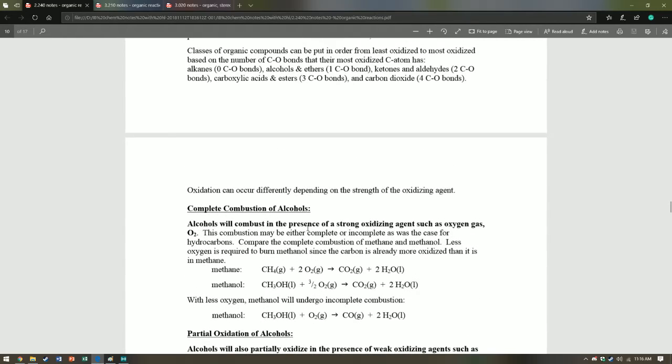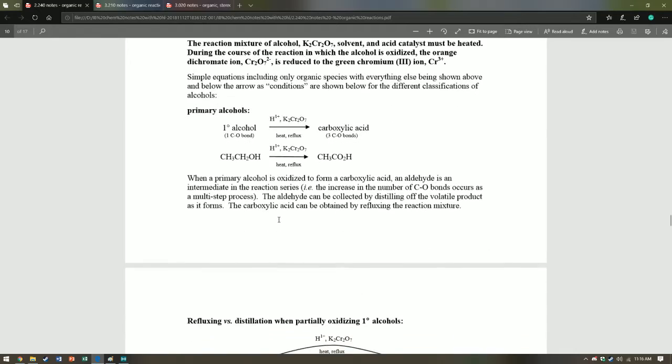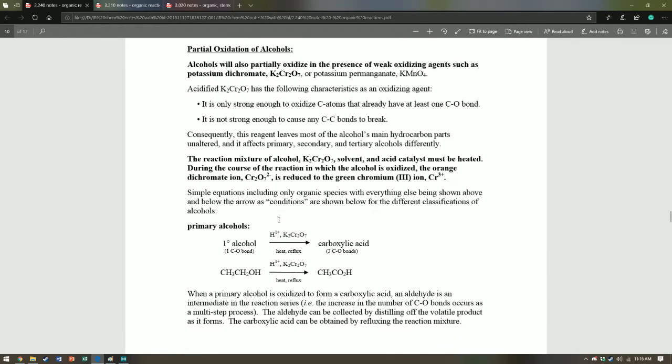Complete combustion of alcohols is just burning them in the presence of oxygen gas or a strong oxidizing agent. But now we consider the partial oxidation of alcohols, which is only oxidizing. Basically, this is the reaction that turns alcohols into carboxylic acids, aldehydes, or ketones, and this is how you go from alcohols to those compounds.